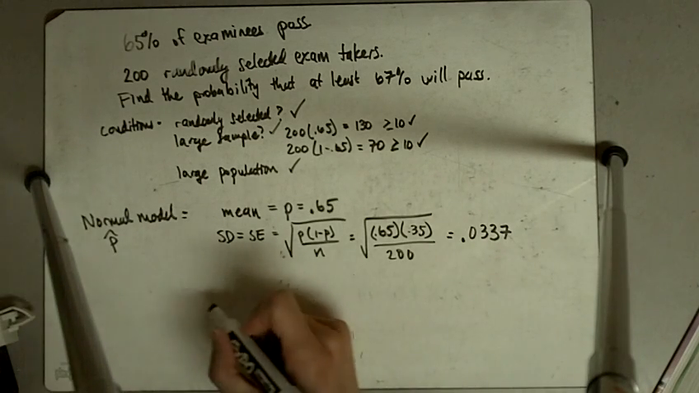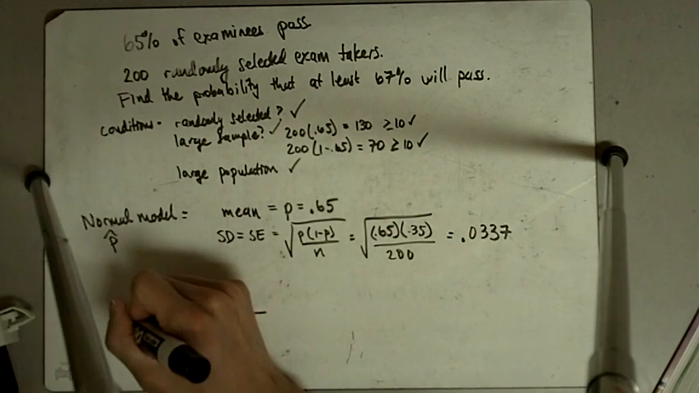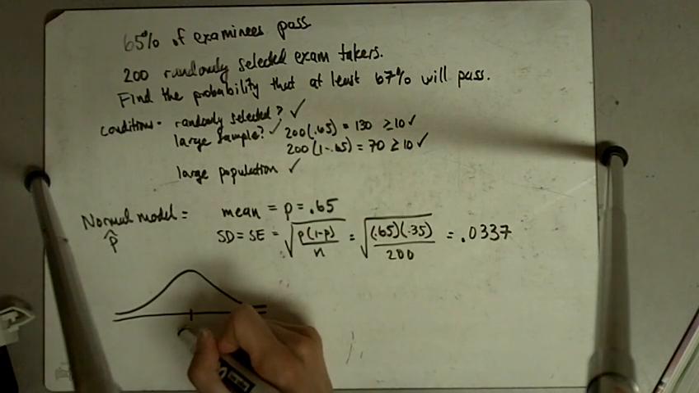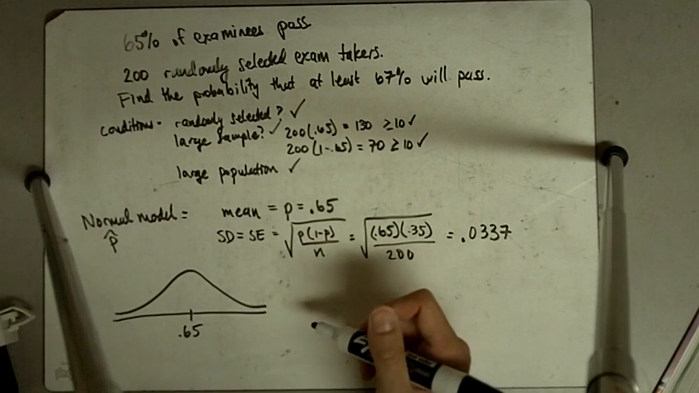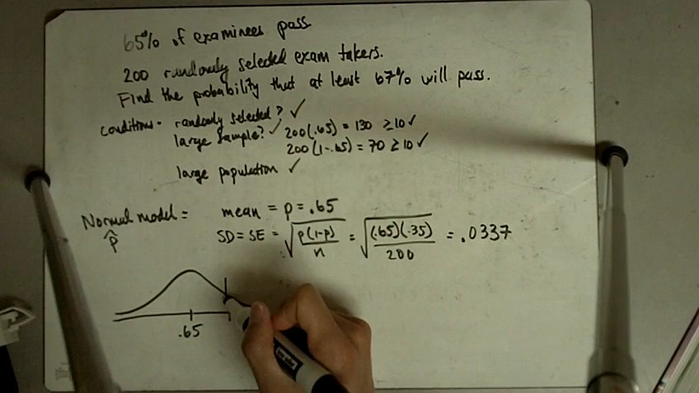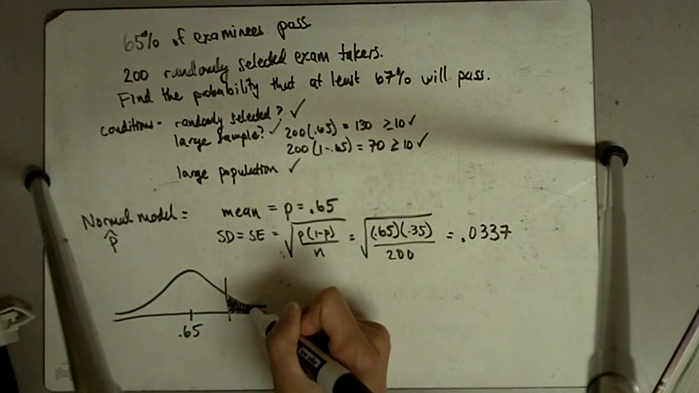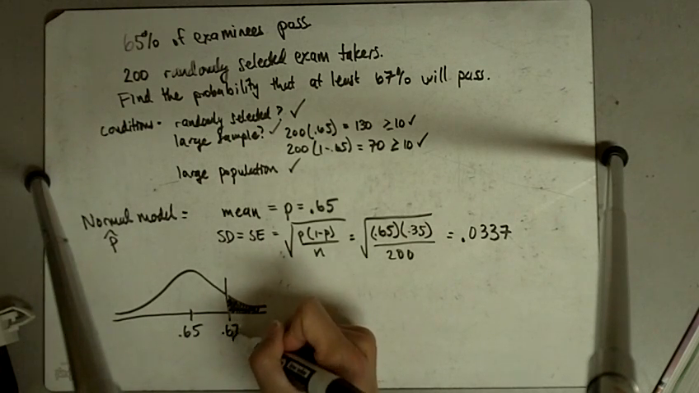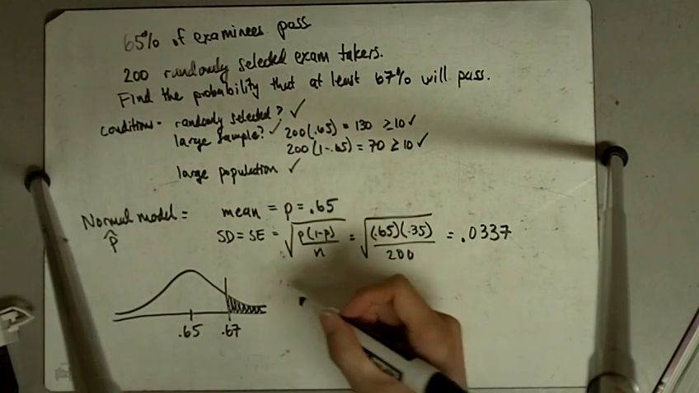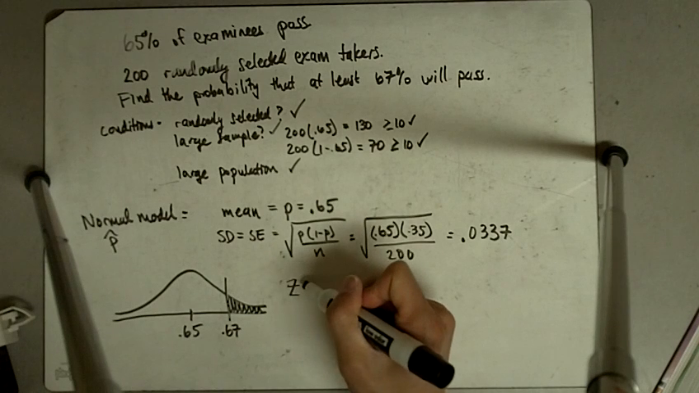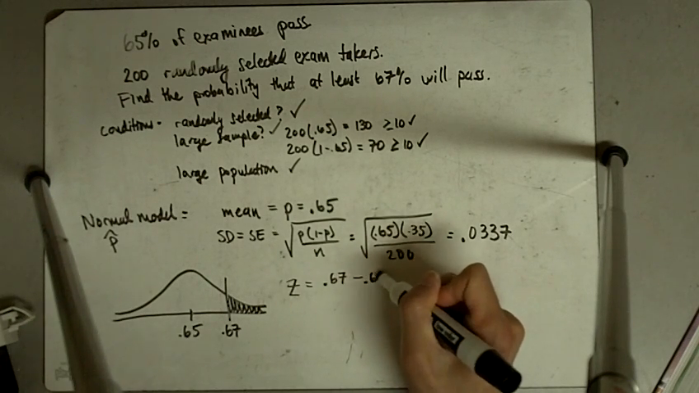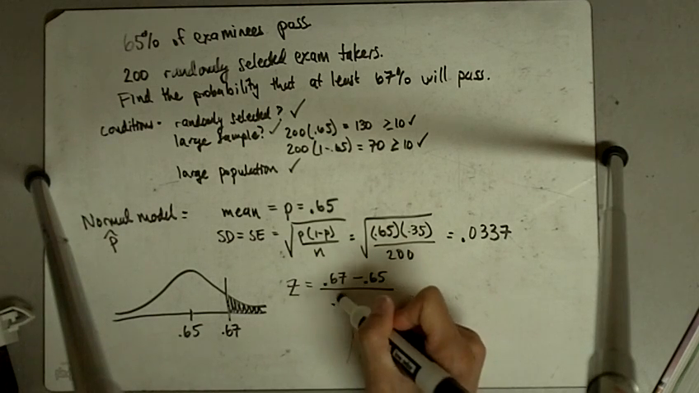Now I'm going to draw a picture. In the center, I put the mean, which is 0.65. What I'm curious about is the probability that at least 67% will pass. So I'm going to draw a cutoff line at 0.67, and I want to know the probability of being 67% or more. So I've got to find my z-score: 0.67 minus 0.65 divided by 0.0337.